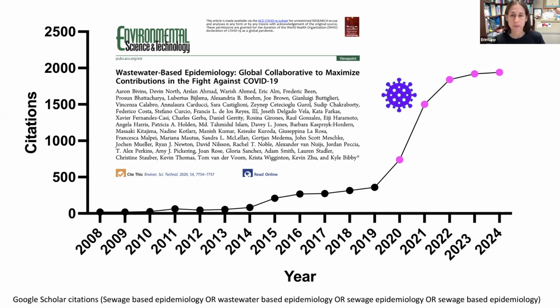And it proved to be an extremely effective way, especially early on in the pandemic when it was hard to get clinical tests. Wastewater was really, really robust for tracking what was going on with COVID-19. And you can see from these Google Scholar citations, once we get through 2020, 21, it really takes off. And it's gone beyond COVID-19 in terms of how we can use wastewater to look at infectious agents.